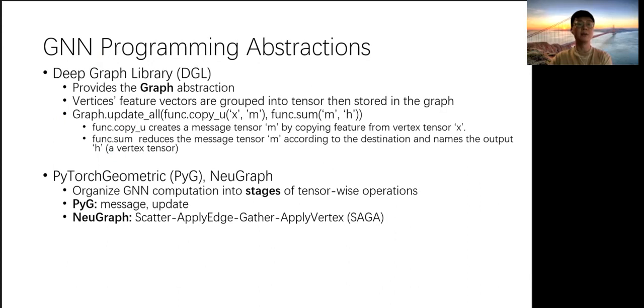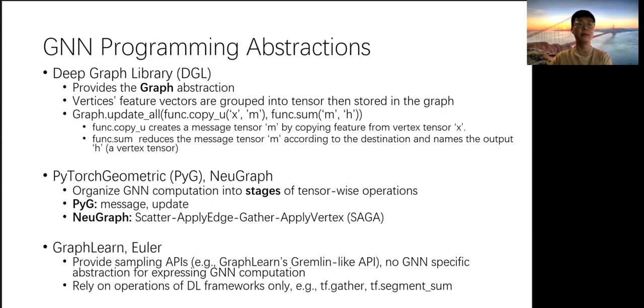PyTorch Geometric, PyG, and NeuGraph require users to organize GNN computation into stages of tensor-wise operations. Specifically, PyG provides message and update abstraction, while NeuGraph has the SAGA pattern. GraphLearn and Euler focus more on sampling-based training. GraphLearn provides a Gremlin-like API to express the sampling operation. They rely on the tensor operations of deep learning backend, such as gather and segment sum in TensorFlow.